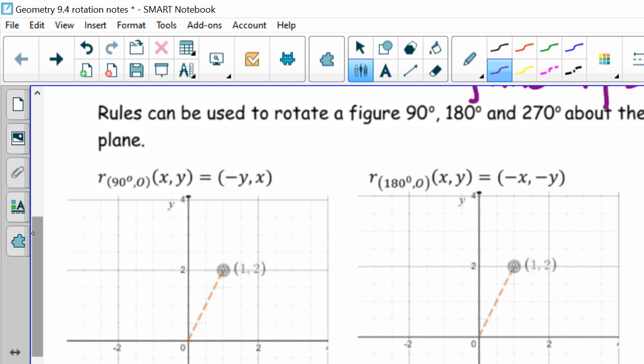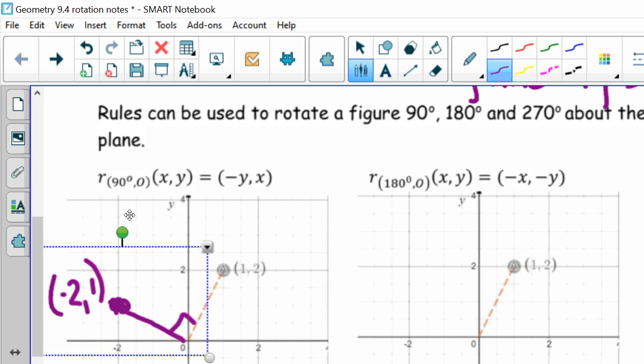The very first one, rotate 90 degrees about the origin, x comma y. If I have the point 1 comma 2 and I'm rotating 90 degrees, and again, I am rotating counterclockwise, 90 degrees is one quadrant, so I'm ending up over here in this quadrant. It becomes negative y comma x. So this would become the point negative 2, 1. So the point negative 2, 1 would be right here. This is a 90-degree rotation.